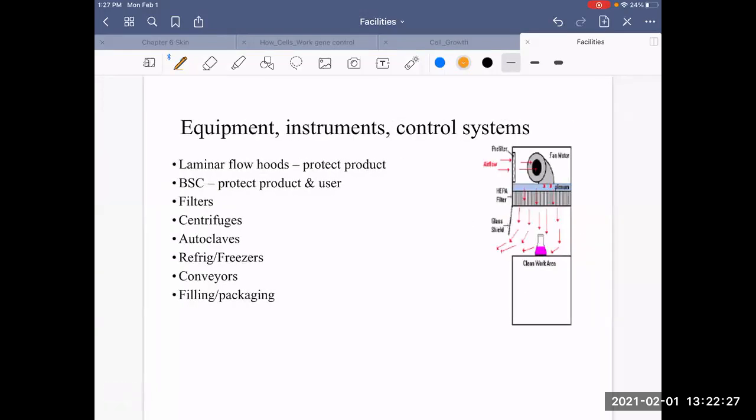Here's more. Laminar flow hoods. We'll talk about this in class. The idea behind the laminar flow hood is that the air is going to flow through the HEPA filters, and then when it comes into this space, it's going to be sterile. The BSC is going to protect both filters, centrifuges. We'll go over all of this stuff.